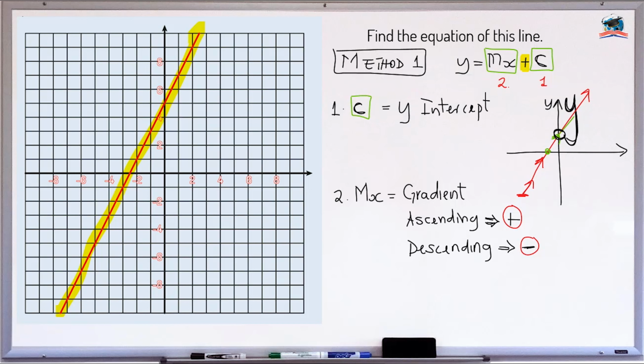Now, the gradient, how do you get a gradient? The formula for the gradient, which is quite simple to understand, is rise over run. We have mx there. Mx is rise over run. Now the rise is rising, like the sun rising, starts from a point and it goes up.